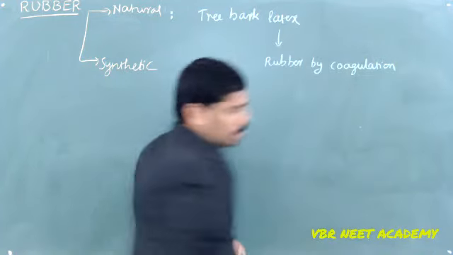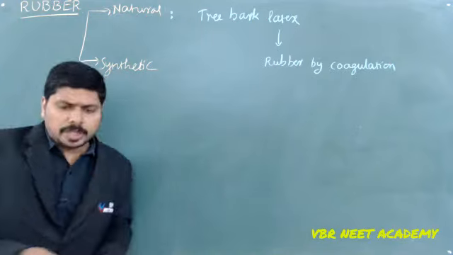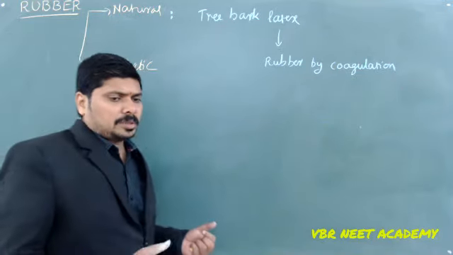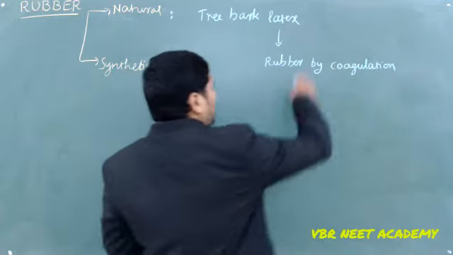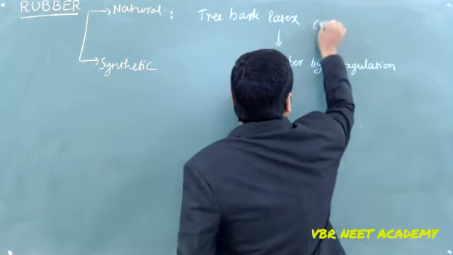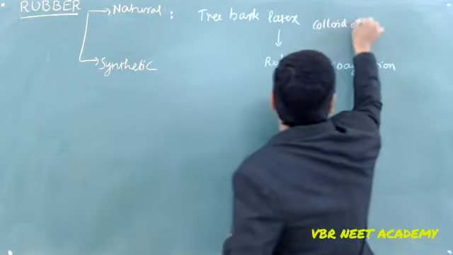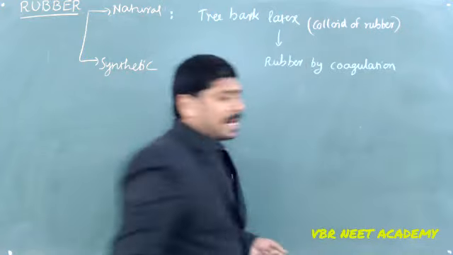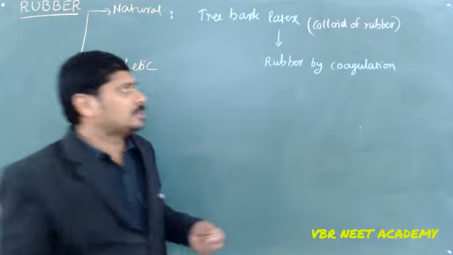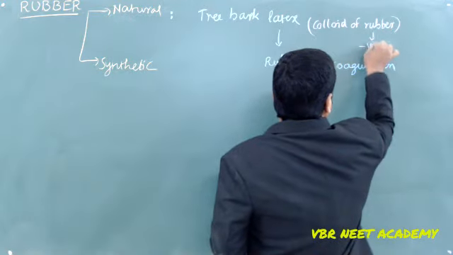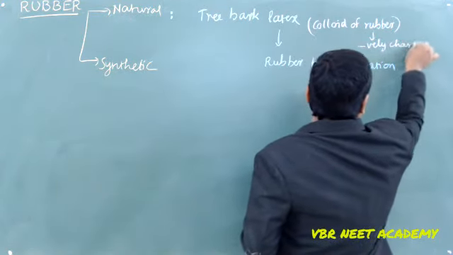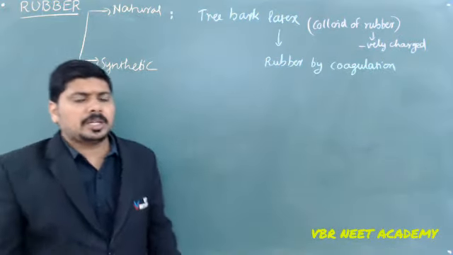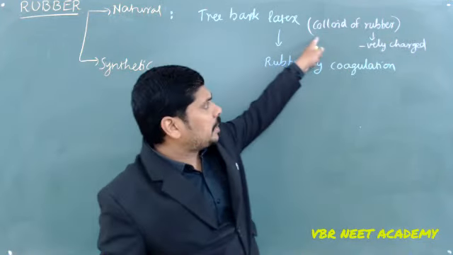By coagulation. So what do you mean by coagulation? It is the settling down property of a particular compound. So if it has to coagulate, this should be a colloid. What is latex? It's a colloid of rubber. Latex is nothing but colloid of rubber. That is, rubber particles are negatively charged. So negatively charged rubber particles are going to be dispersed in your solution. That's why the latex is nothing but a colloid of rubber.